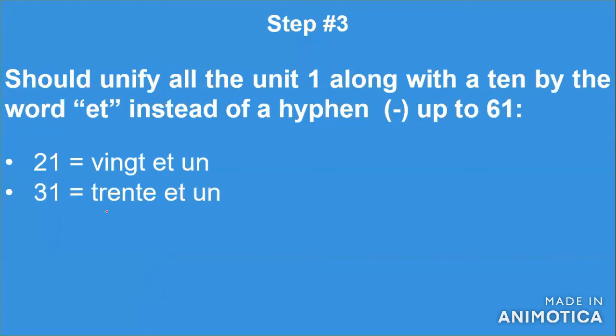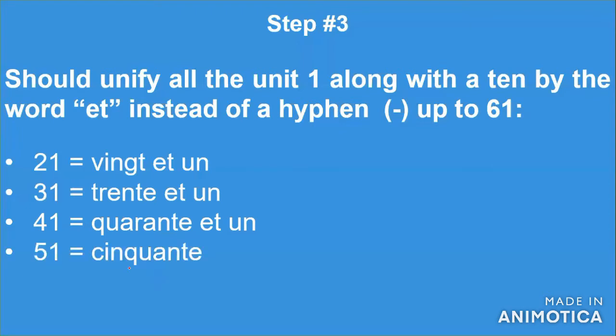31, same thing. Unit 1, 10, 30. 41, 51, 61. Now, after that number 61, you won't need any "et" to unify your unit 1 with the other numbers coming up.